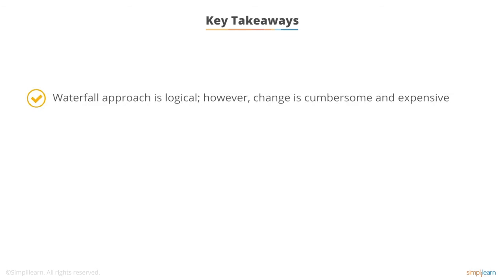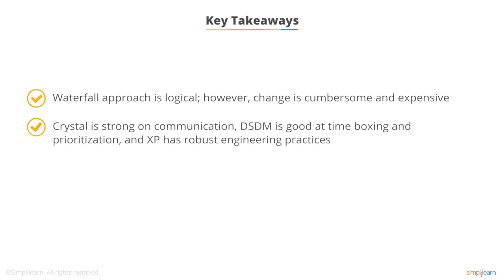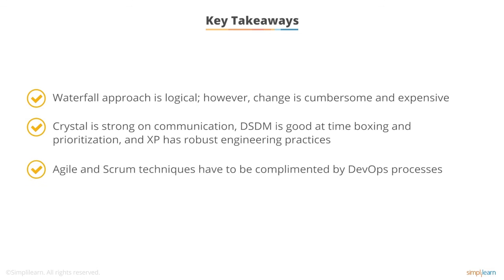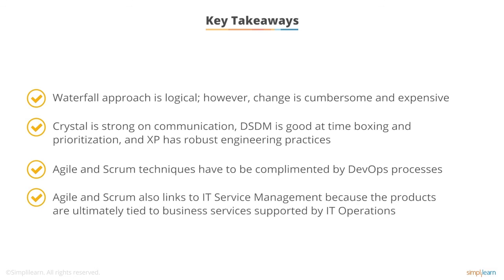The traditional waterfall approach is logical, however, change is cumbersome and expensive. When it comes to agile methods, Crystal is strong on communication, DSDM is good at time boxing and prioritization, and XP has robust engineering practices. Agile and Scrum techniques have to be complemented by DevOps processes in order to ensure that the value developed can be deployed quickly and seamlessly. Agile and Scrum should also link to IT service management because products are ultimately tied to business services supported by IT operations.